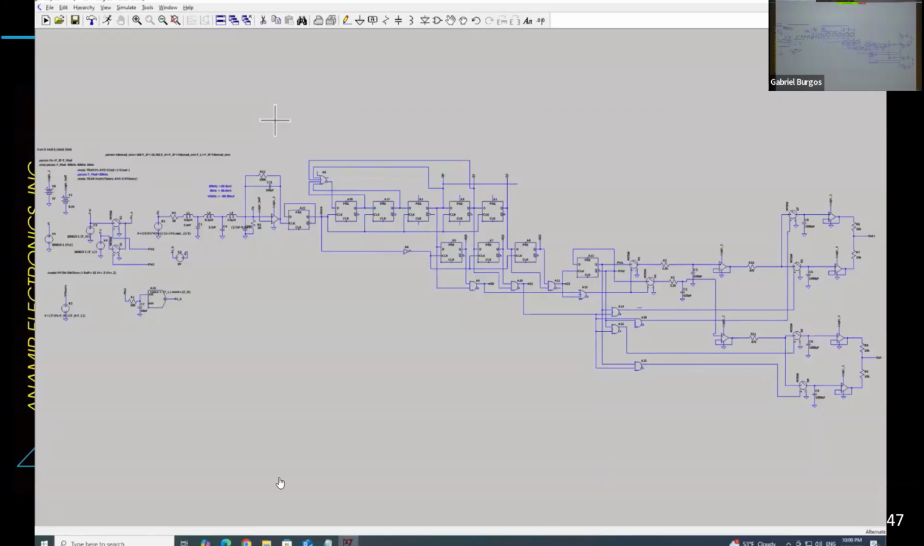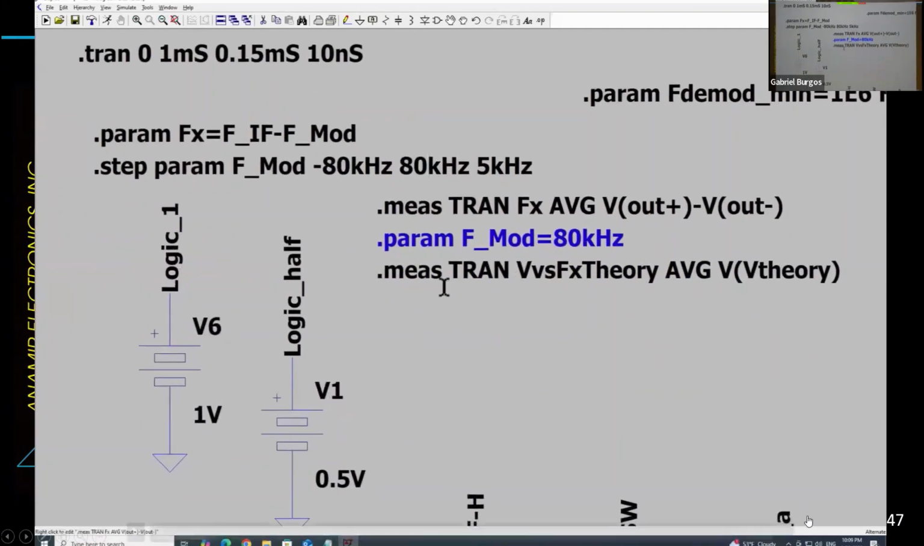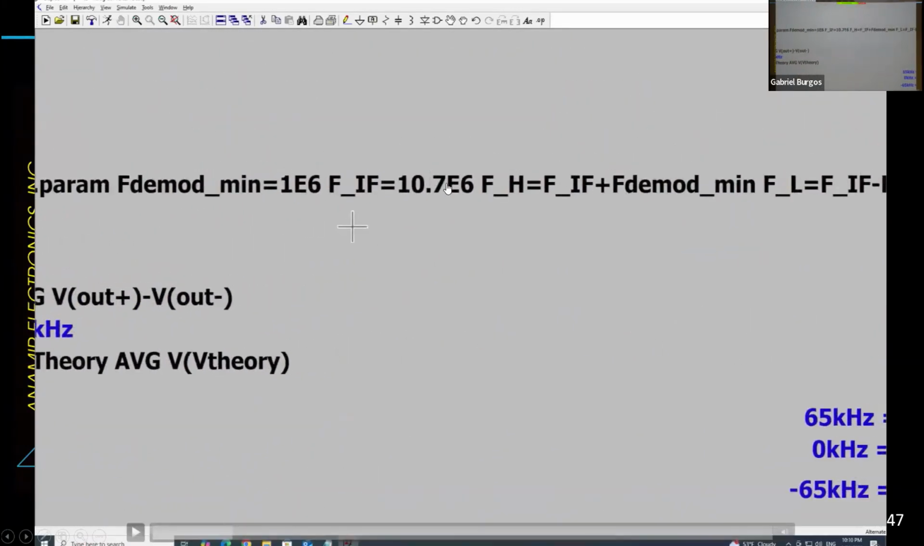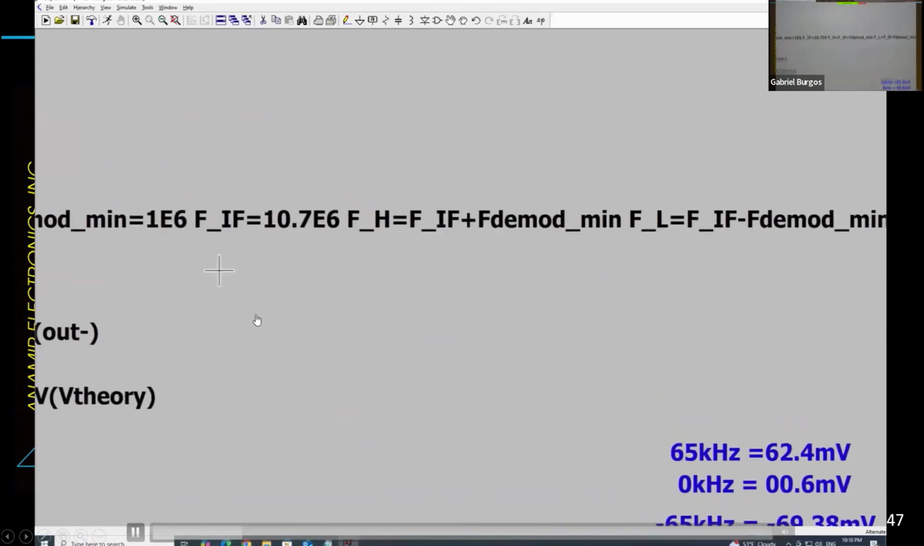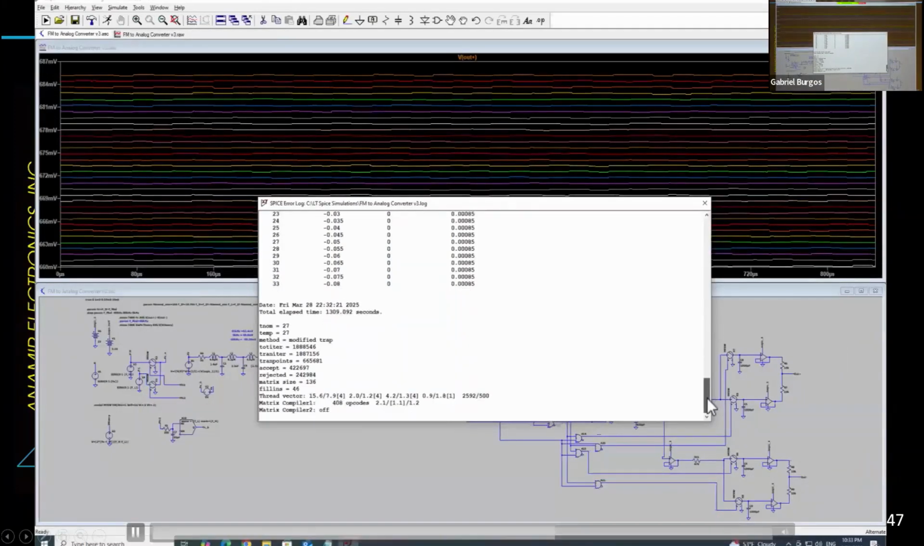So here I did a simulation, and I was kind of interested in applying this to FM demodulation. So I have a frequency modulation of 80 kilohertz. I'm doing this with a broadcast band carrier frequency. Here I did it with a 10.7 megahertz intermediate frequency, which is what you typically encounter. So if we run the simulation, we get here.